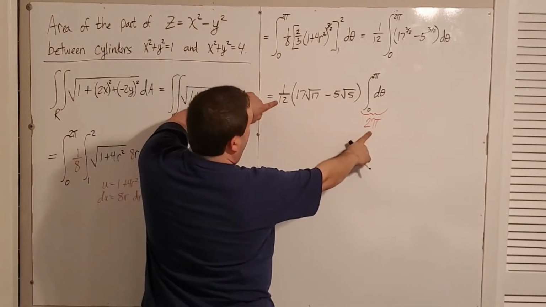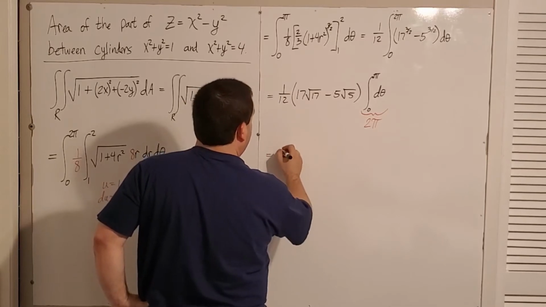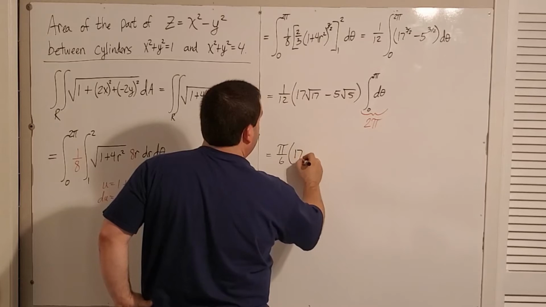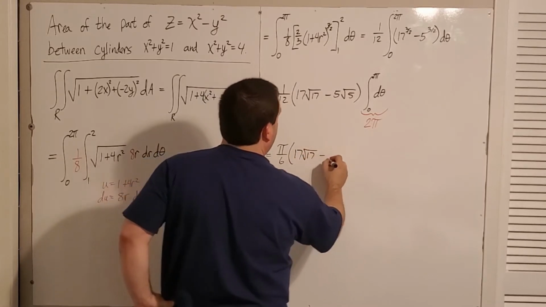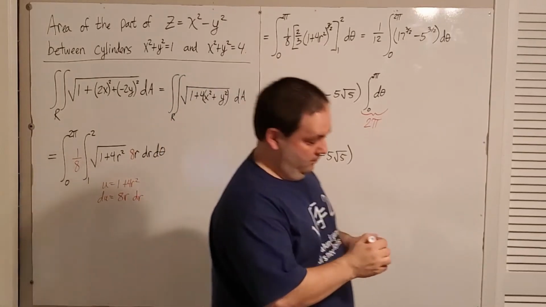So 2 pi times the 1/12 gives me pi over 6 times 17 square root of 17 minus 5 square root of 5. Like that.